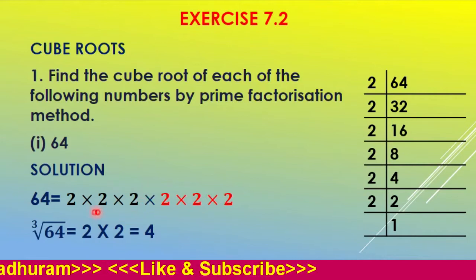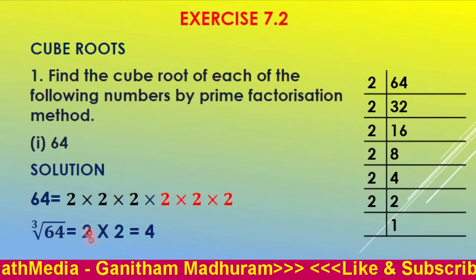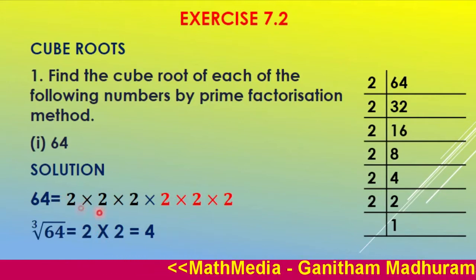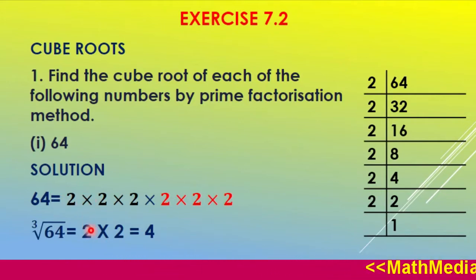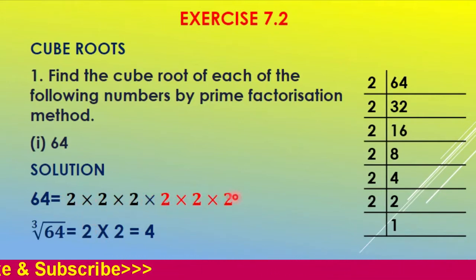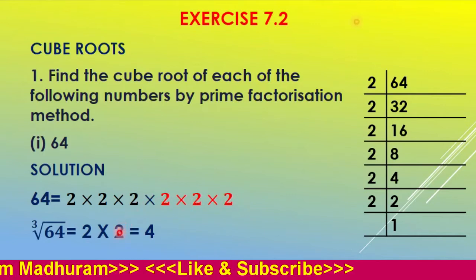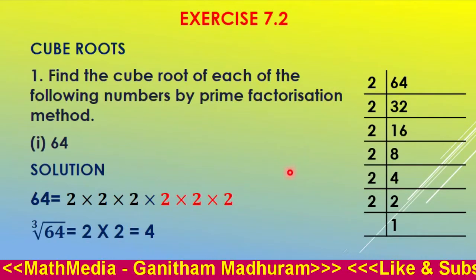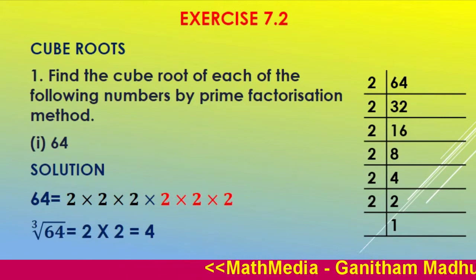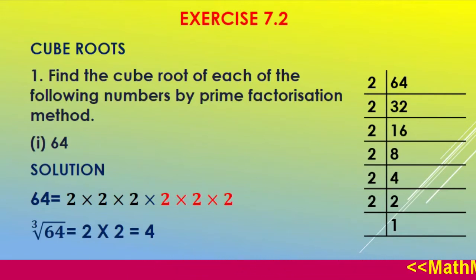So the answer will be, from each group we can take one number. From this group I am taking this 2, multiplied by another group of 3, from that one more number I am taking. So the answer will be 2 into 2 equal to 4.